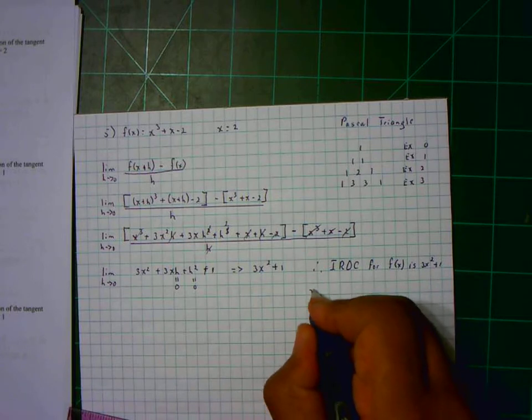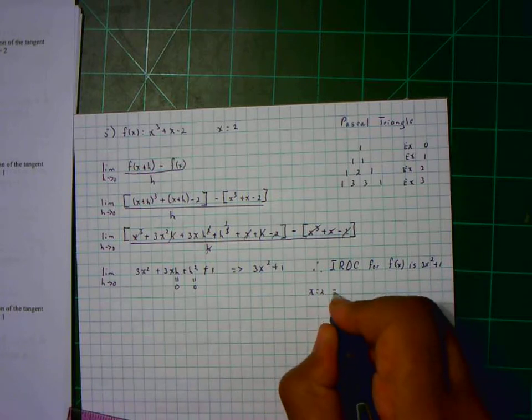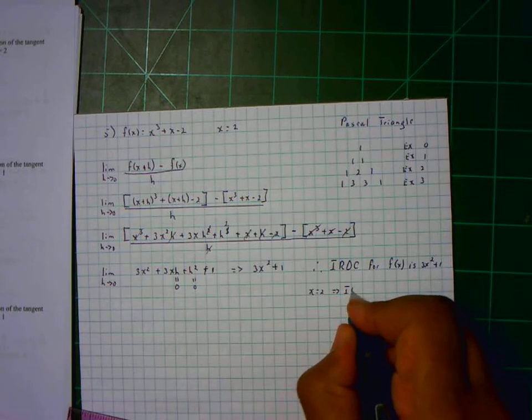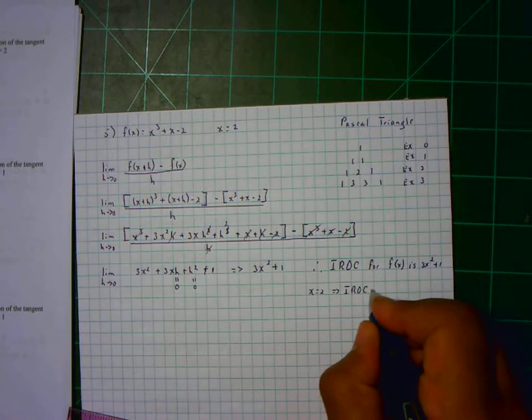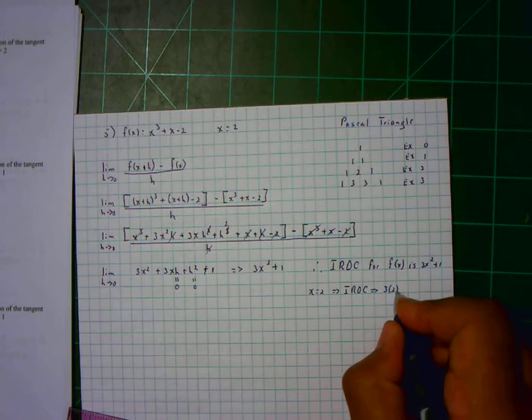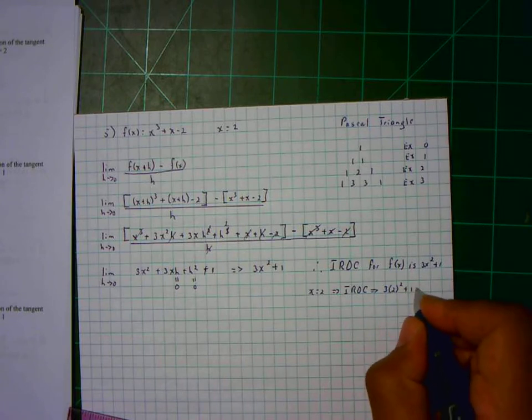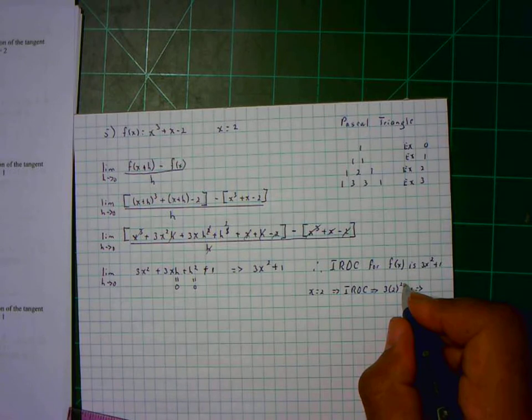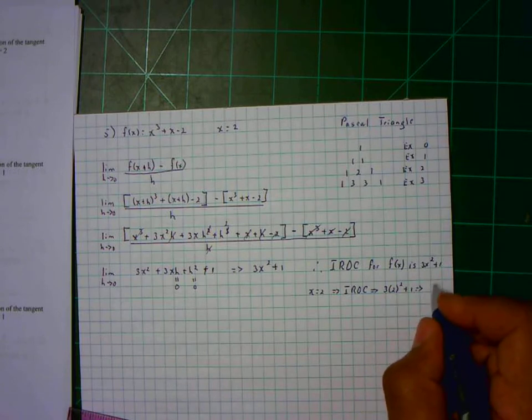Now when x equals 2, the instantaneous rate of change is 3 times 2 squared plus 1. 2 squared is 4, 3 times 4 is 12, plus 1 is 13. And we're done.